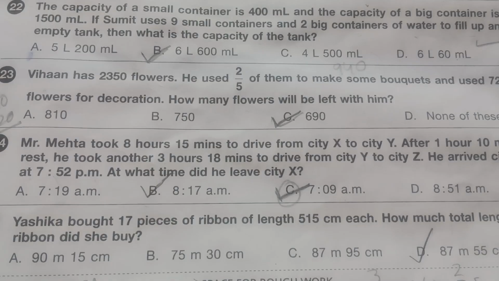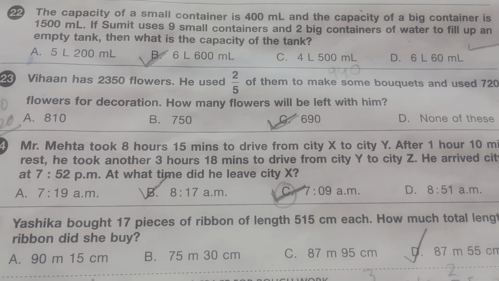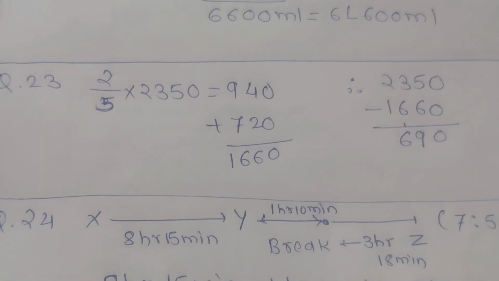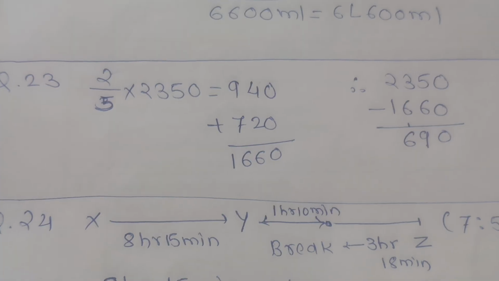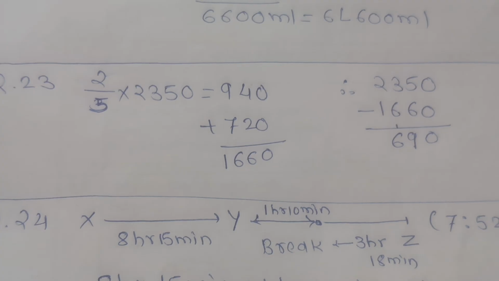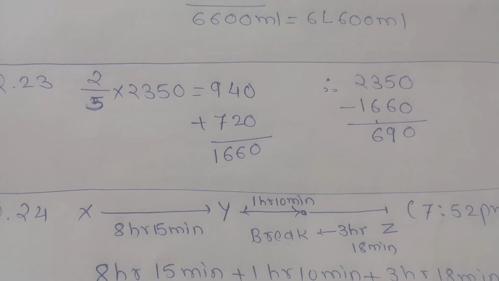Question number 23. Vihan has 2350 flowers and he uses 2 by 5 of them to make some bouquets and uses 720 flowers for decoration. How many flowers are left with him? 2 by 5 of 2350 is 940. After adding 720 to it, we get 1660. Now subtract these 1660 flowers. So 690 flowers are left.